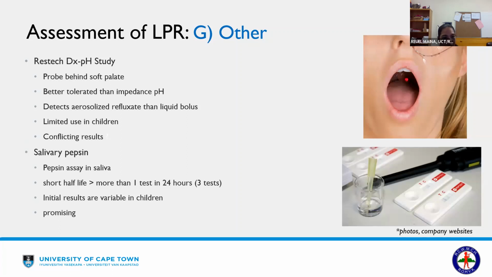Other testing that you could potentially do is a Restech pH study, where a probe is put through the nostril and the pH is measured within the oropharynx. It's better tolerated than the impedance testing that we spoke about in the previous slide. And essentially it detects aerosolized refluxate in a liquid bolus.